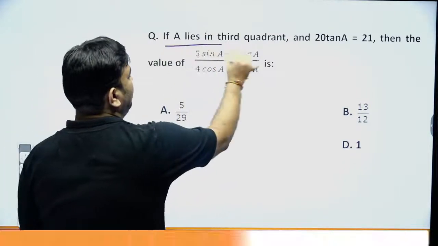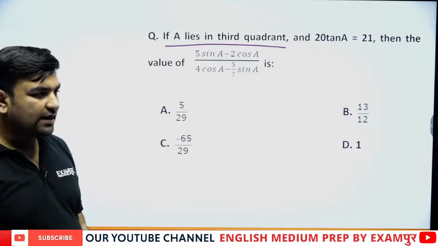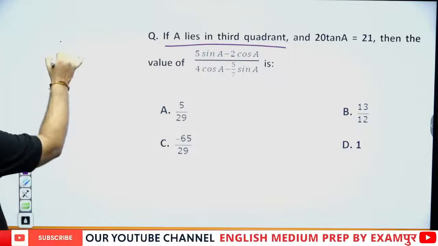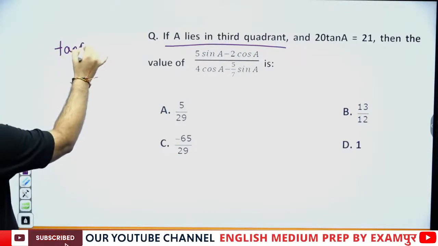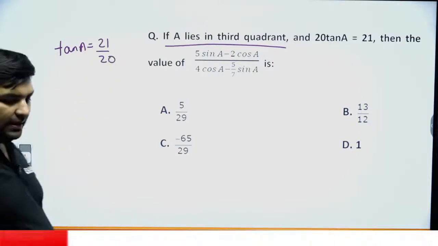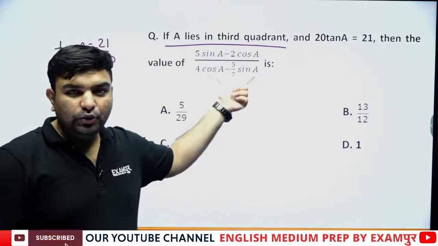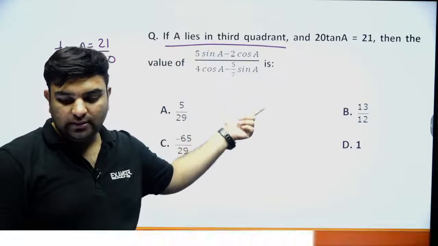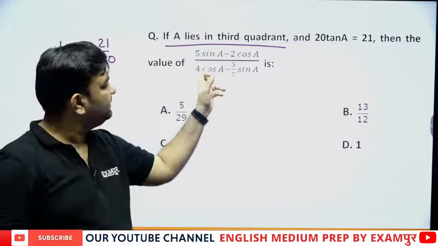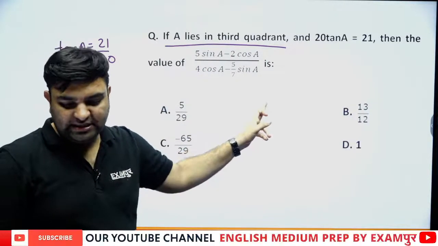Why is this being written? It has some specific use, that is why it is being written. tan A is 21 by 20. Guys, can we use sine and cos in the ratios? Come on, tell me. Yes, we can do such a thing.